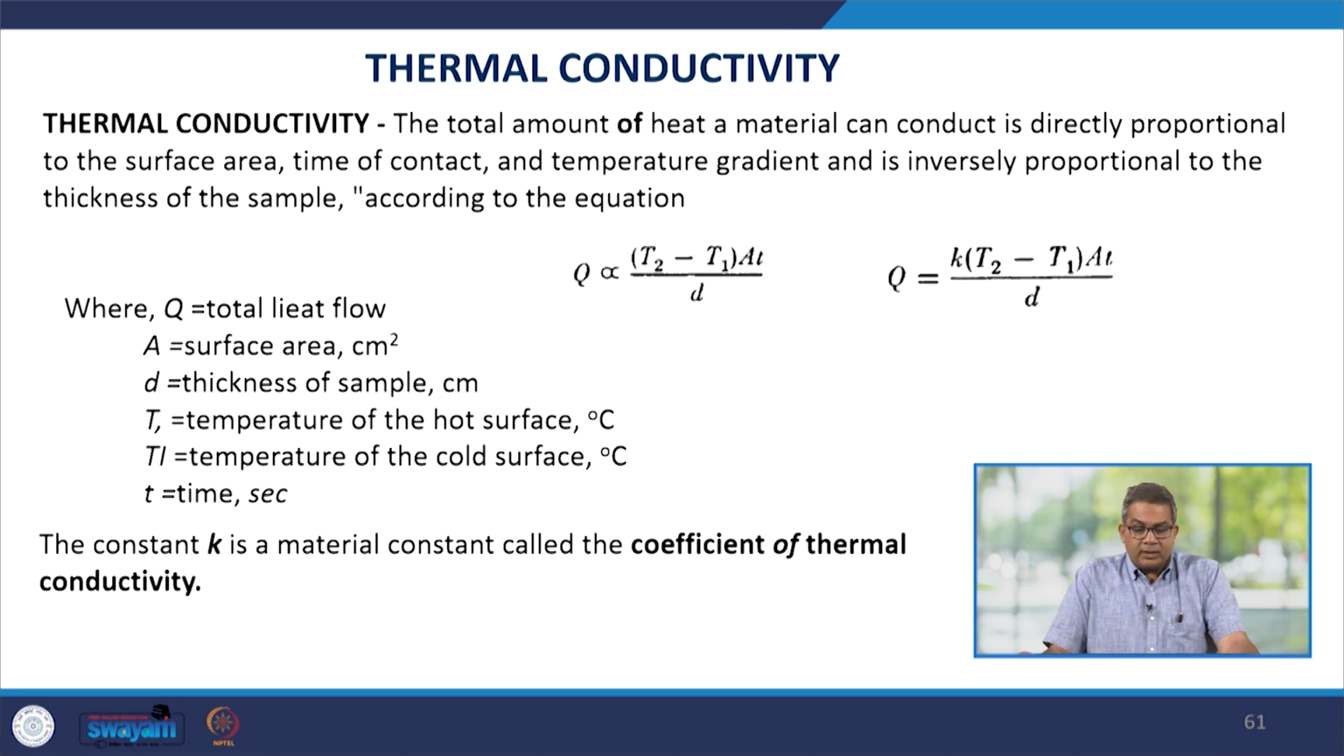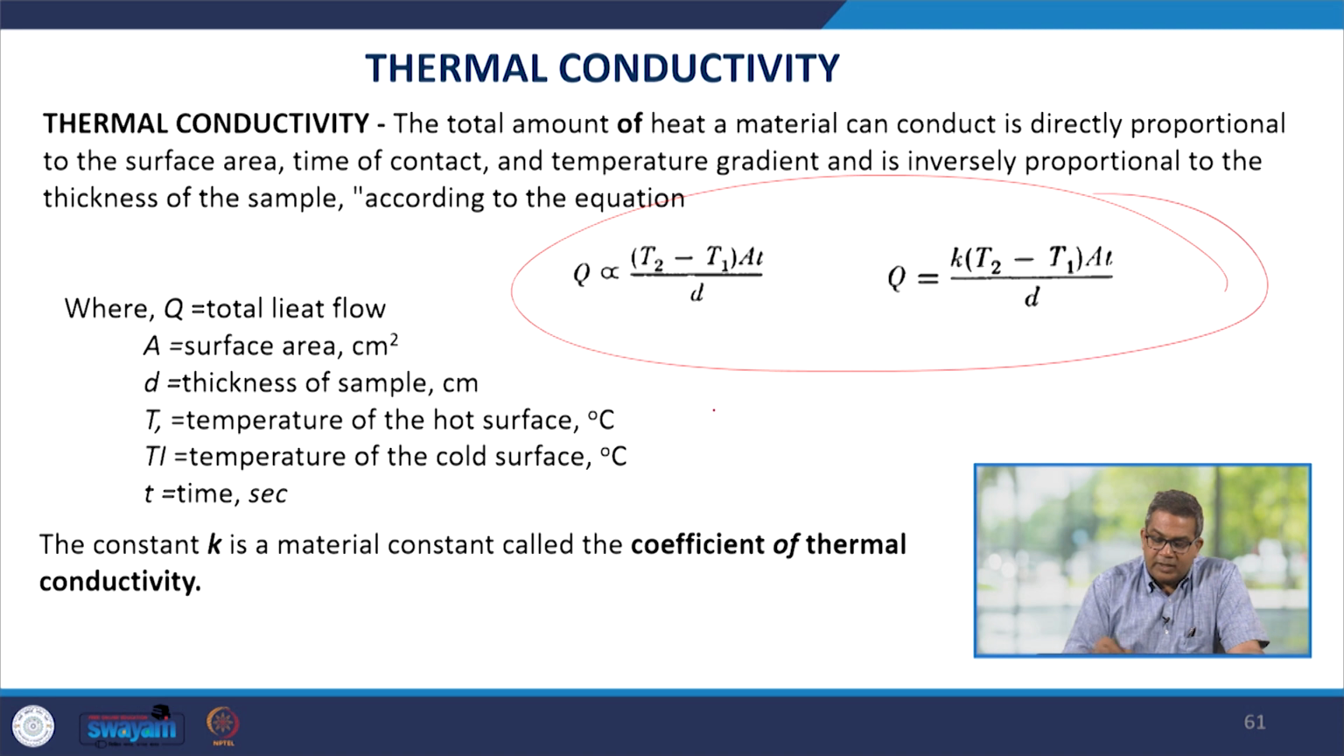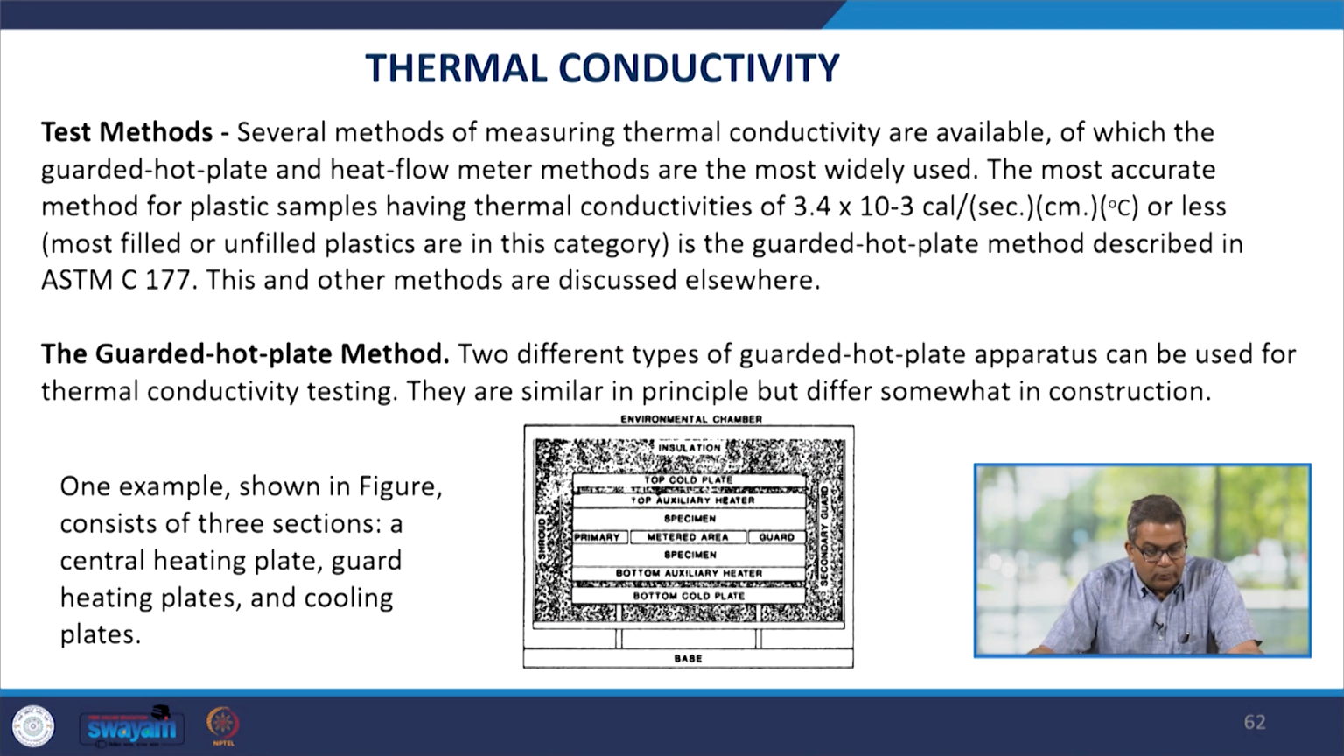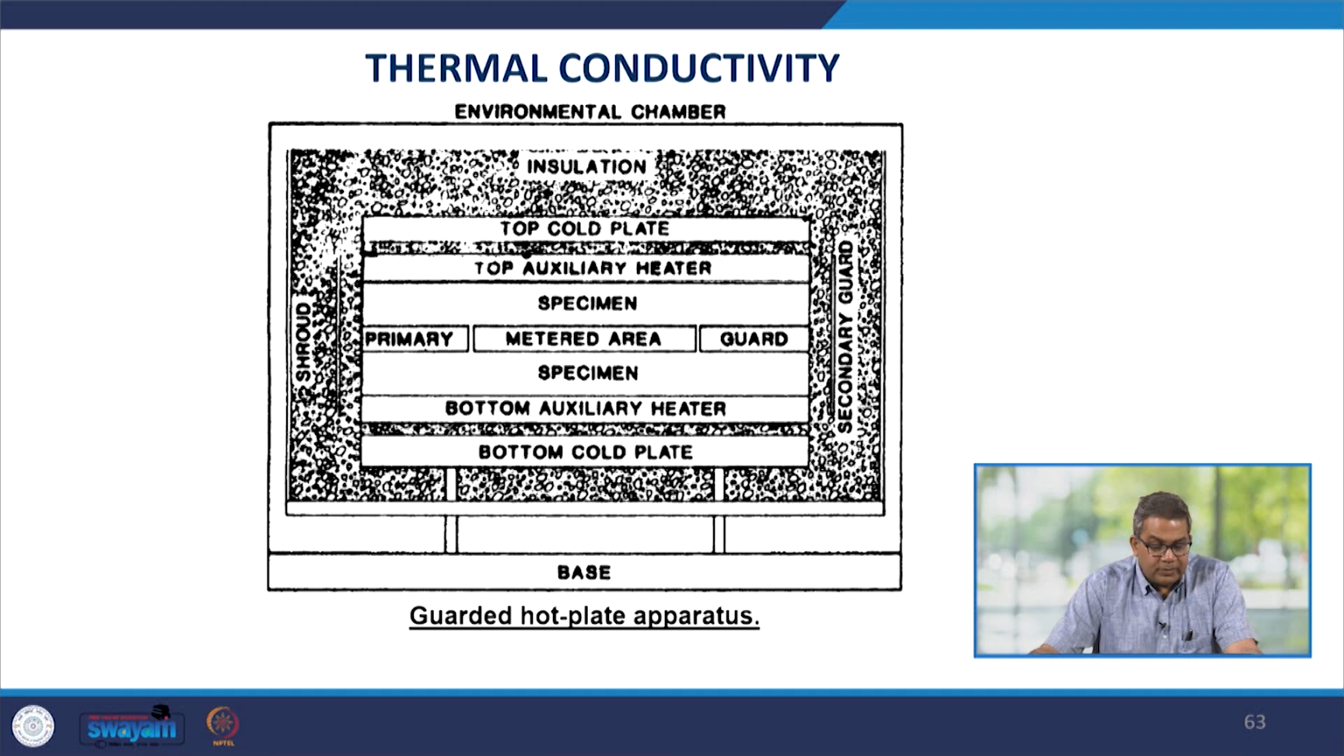Let us talk about thermal conductivity. Thermal conductivity is the total amount of heat a material can conduct, which is directly proportional to the surface area, time of contact and temperature gradient, and inversely proportional to the thickness of the sample. And this is the mathematical representation given for the total heat flow. There are various test methods for measuring thermal conductivity, of which the guarded hot plate and heat flow methods are most widely used.